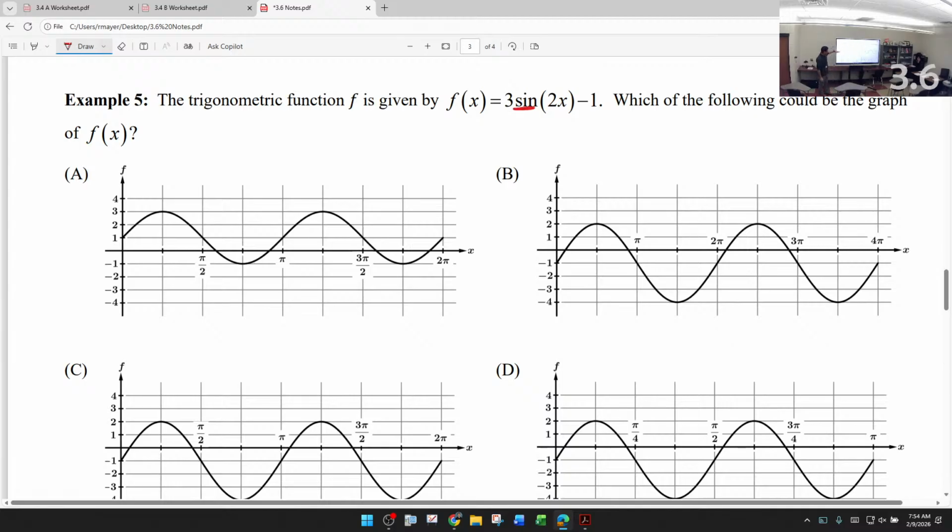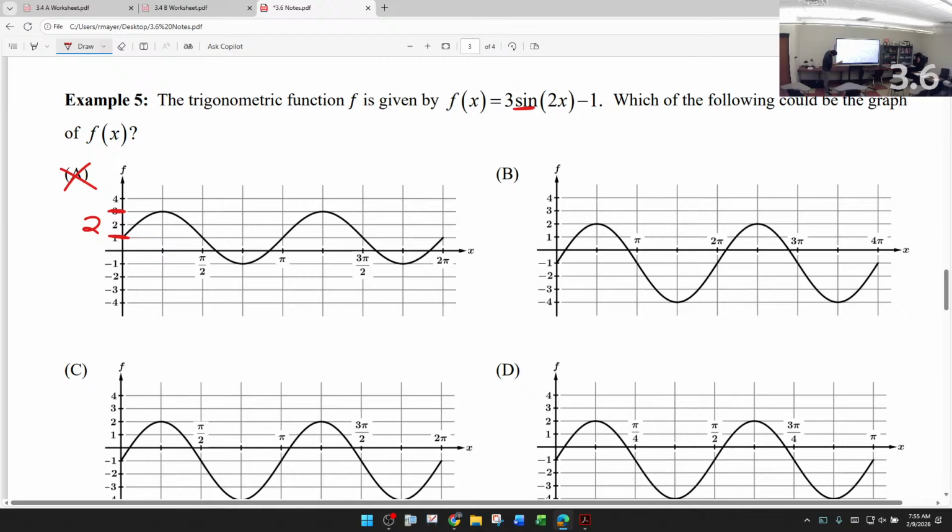So we're going to start at the midline. All 4 of those start at the midline, so that we can't narrow it down that way. 3 is the amplitude. That's the distance from the max, from the midline up. This is 1, and that's 3. That's only 2. That cannot be this graph because this amplitude is only 2.